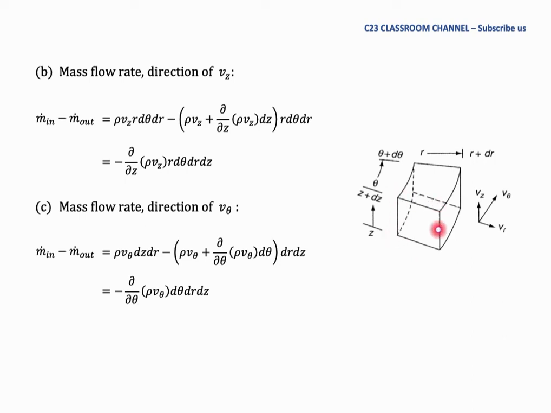So this is the cross-sectional area at inlet, and we also have dr dz for the cross-sectional area at outlet. So it is okay for you to write dz dr or dr dz. And then the mass flow rate that comes out here, the changes can be written as rho v theta plus del over del theta rho v theta d theta. And then we could simplify this term into negative del over del theta rho v theta d theta dr and dz.